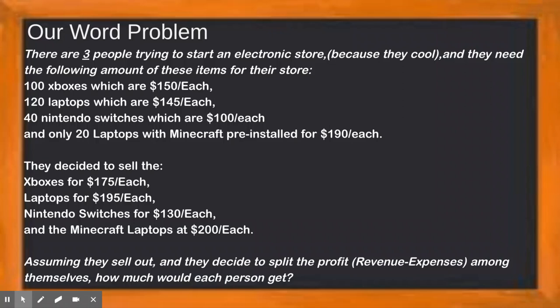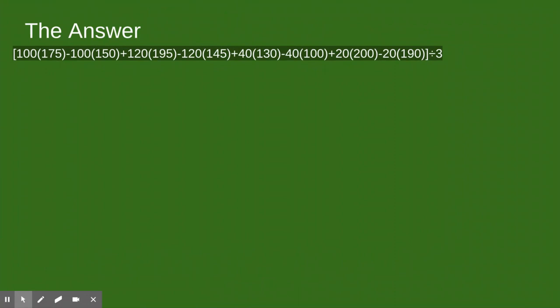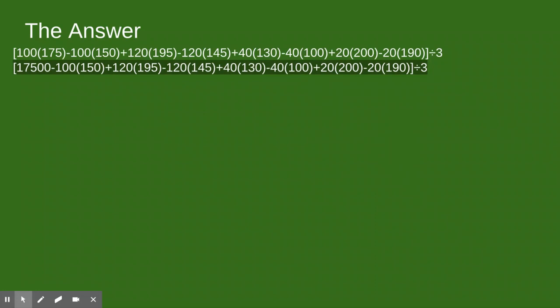Assuming they sell out and they decide to split the profit, which is the revenue minus expenses, among themselves, how much would each person get? The answer. For the answer, all you need to do is multiply the revenue and the expenses by the number of items, then subtract the expenses from the revenue, add them together, and divide it by 3.